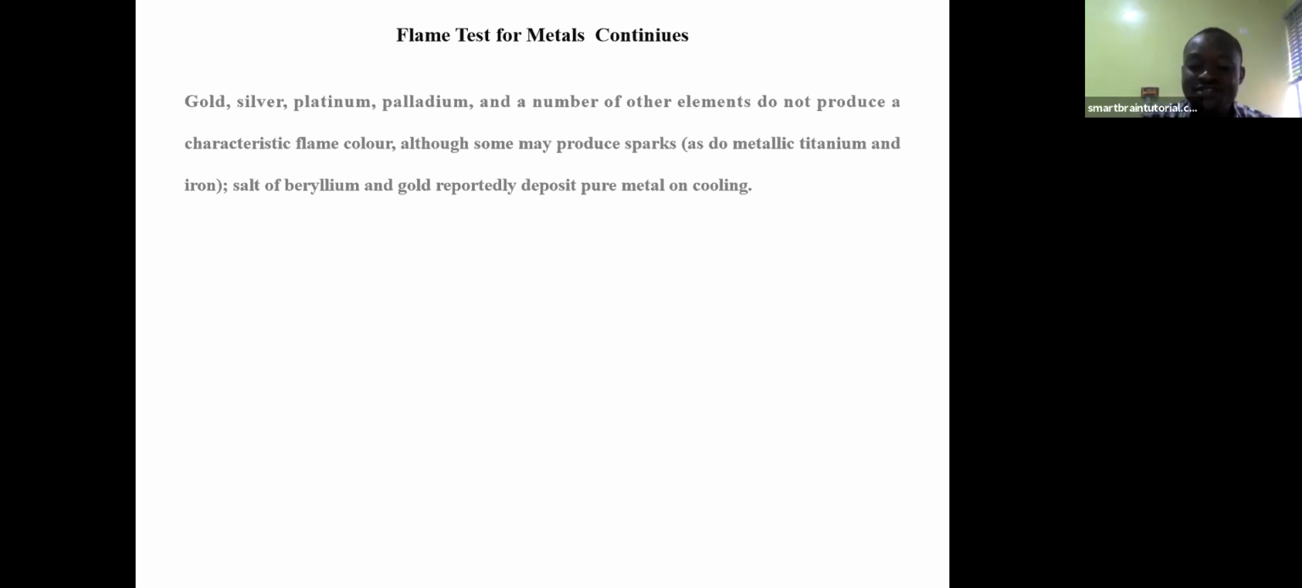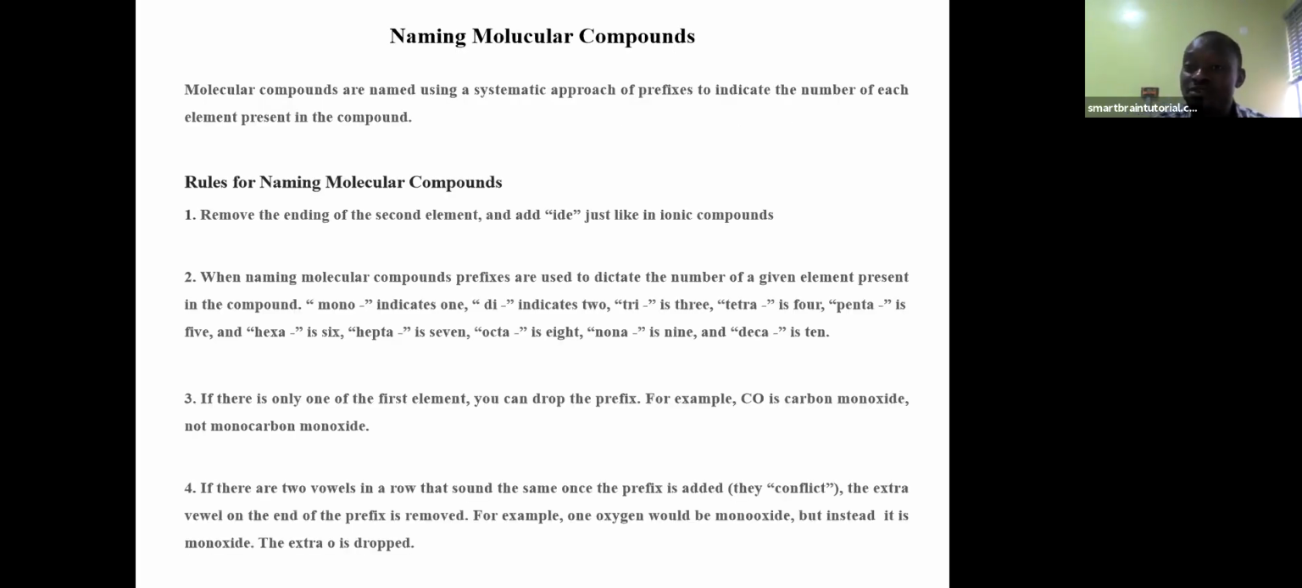Okay, now we go to naming of molecular compounds. Molecular compounds are named using a systematic approach of prefixes to indicate the number of each element present in the compound. Now, there are rules that you follow in naming molecular compounds. One, you remove the ending of the second element and add an ide, just like in ionic compounds. When we start naming them, you will get to understand.